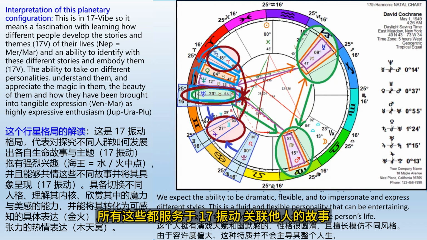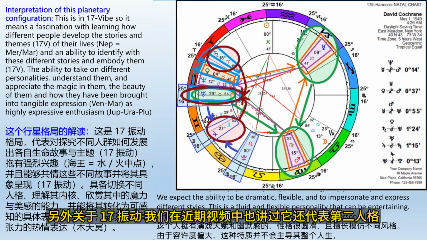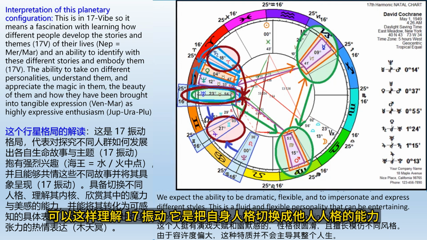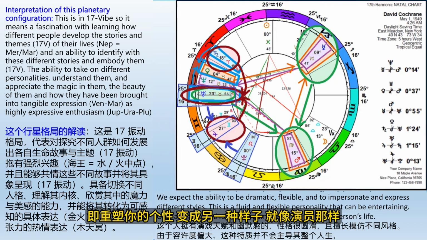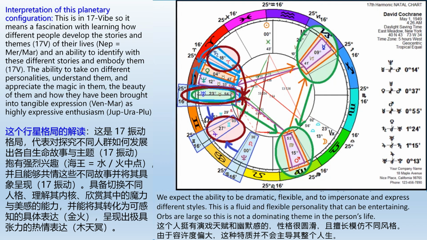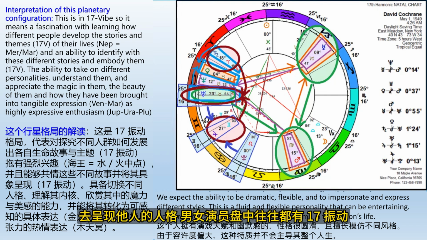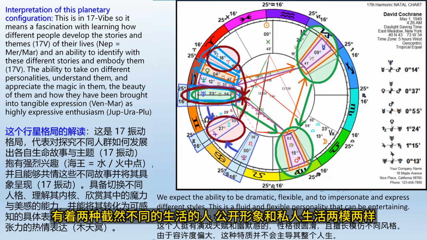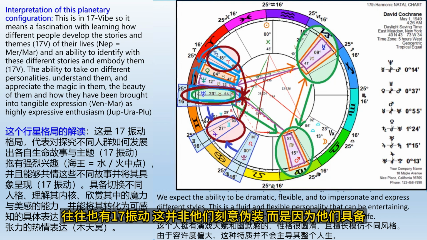And all of this is serving 17 vibration. It has something to do with the stories of other people. Also, another thing about 17 vibration, which we talked about recently in a video, is the alter ego. The ability to move your personality into other personalities is a good way to think about 17 vibration. To reconfigure your personality to be a different one. What does an actor do? Takes on the personality of someone else. Actors and actresses so often have 17 vibration. People who live two different lives, a public facade and a personal life that are different, often have 17 vibration.